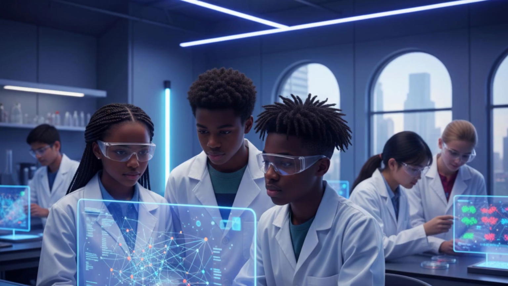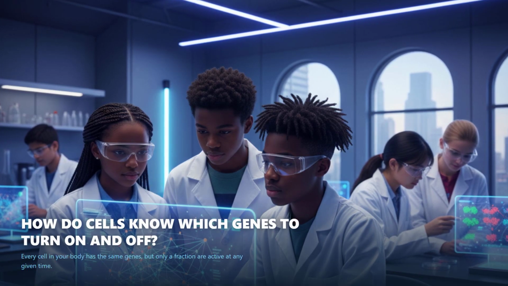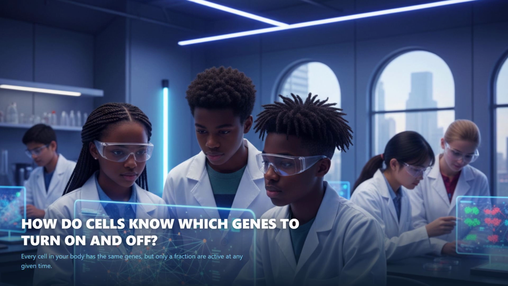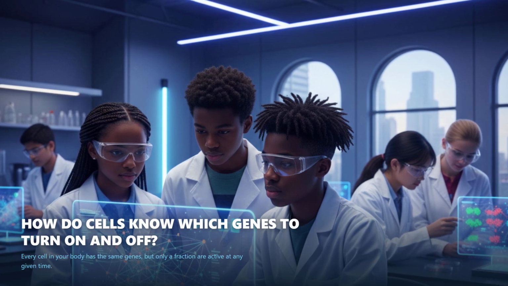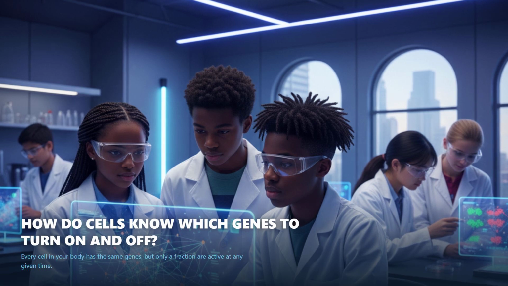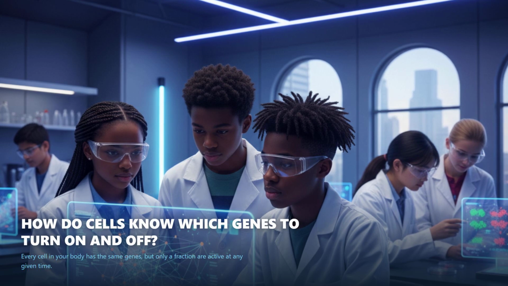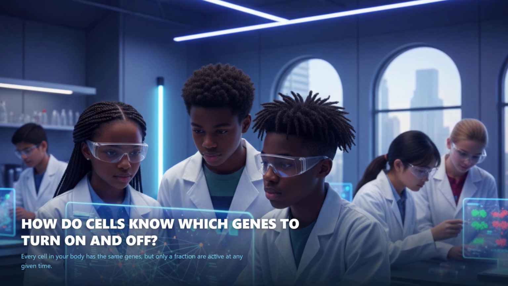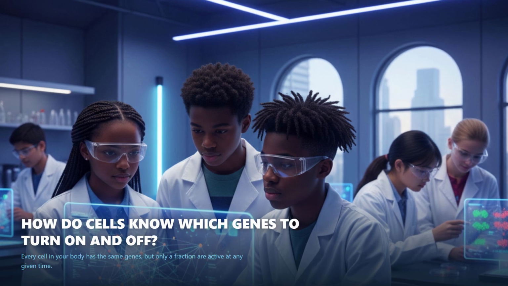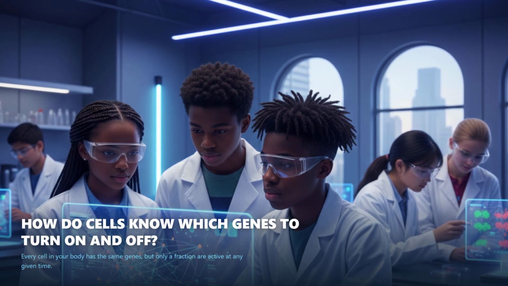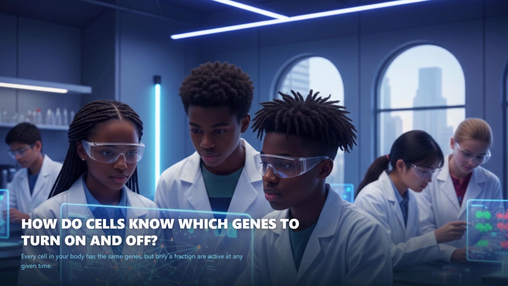Imagine a massive orchestra with 20,000 instruments, but only a few hundred play at any given moment, and the conductor constantly changes which ones are active. That's your body's cells. Each of your 37 trillion cells contains the exact same genetic blueprint, but they don't all act the same. A skin cell is different from a brain cell because different genes are turned on or off.